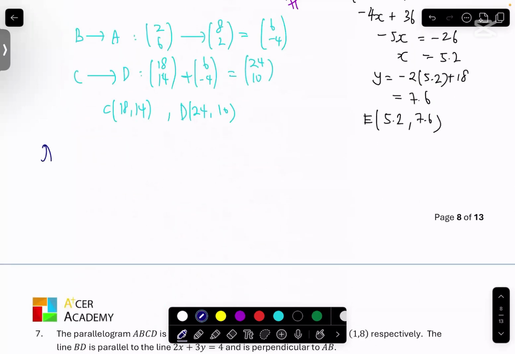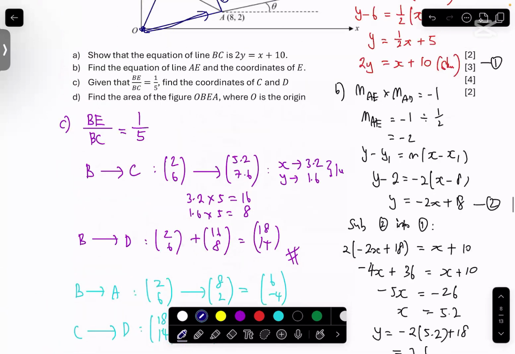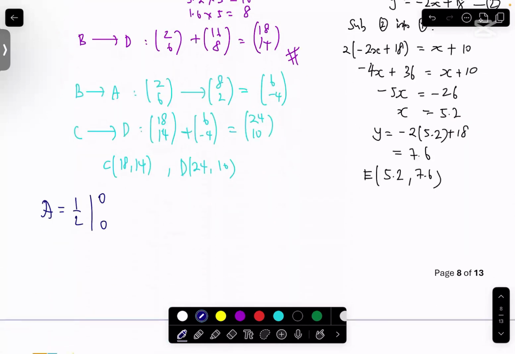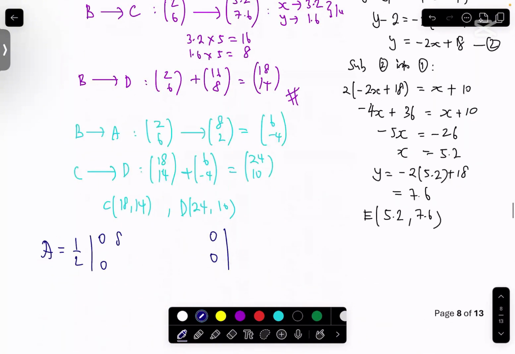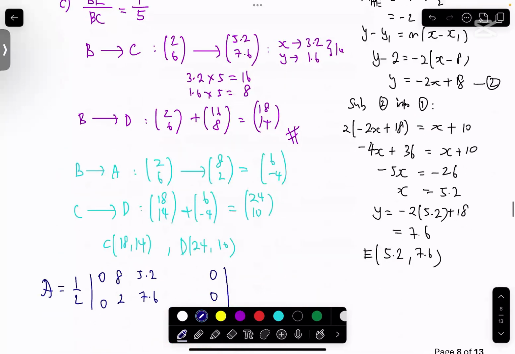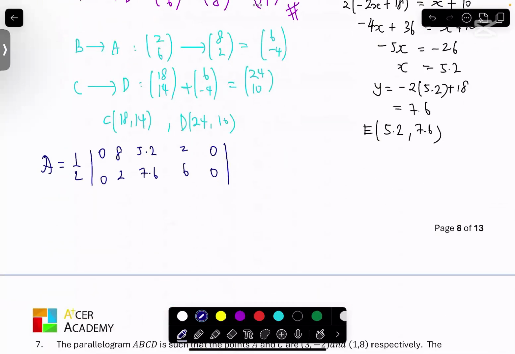So for area, we can always use the formula, half. Since the origin is involved, I'm going to start and end with the origin. That will be so simple. 0, 0, then we go anti-clockwise, so that will be 8.2, 5.2, 7.6. Then 2.6, 6, then 0, 0. Okay, so multiply goes down, down. So it equals half, big bracket, small bracket, 7.6 times 8, that is 56, 60.4. Is it? No, 60.8.